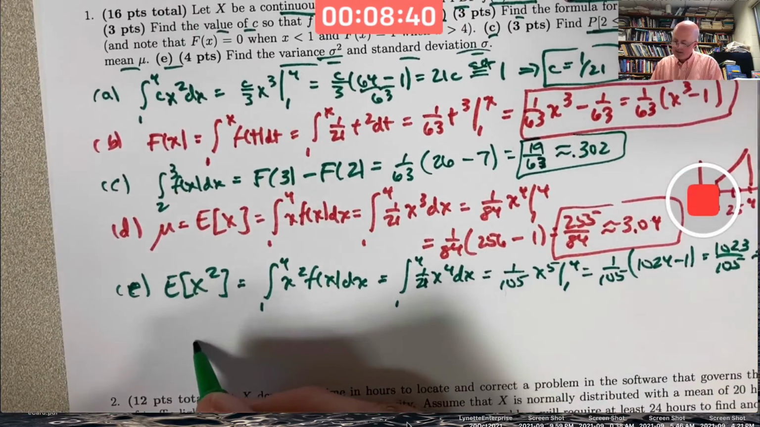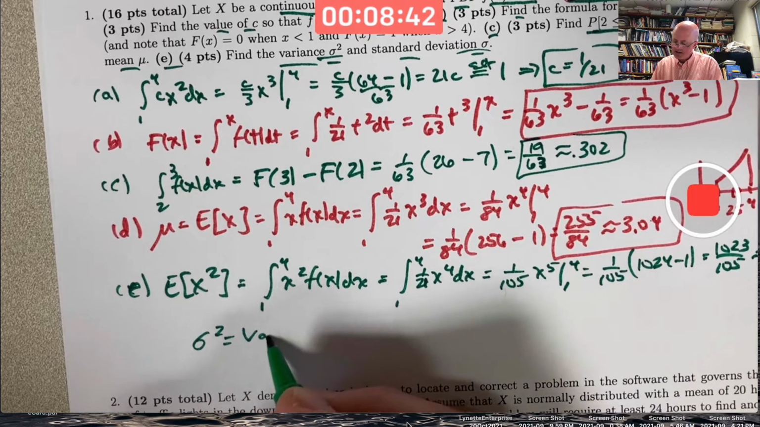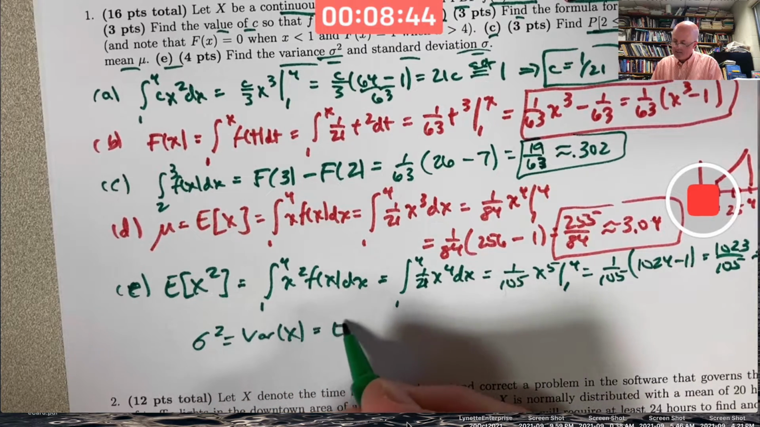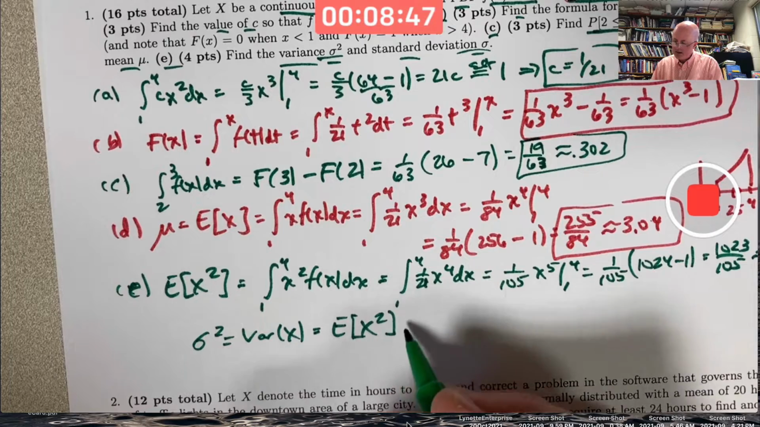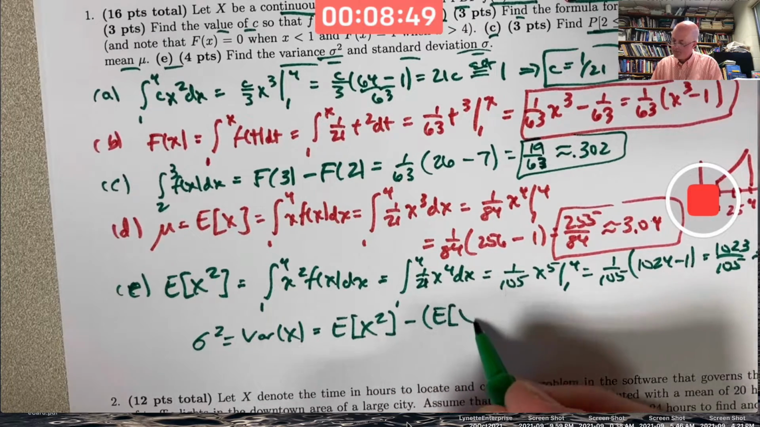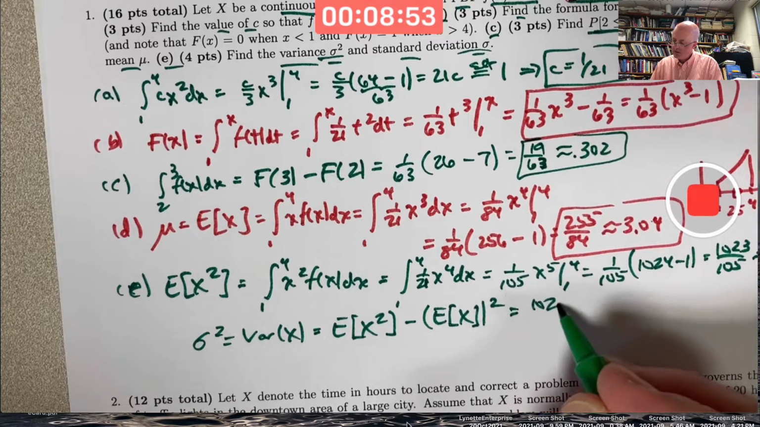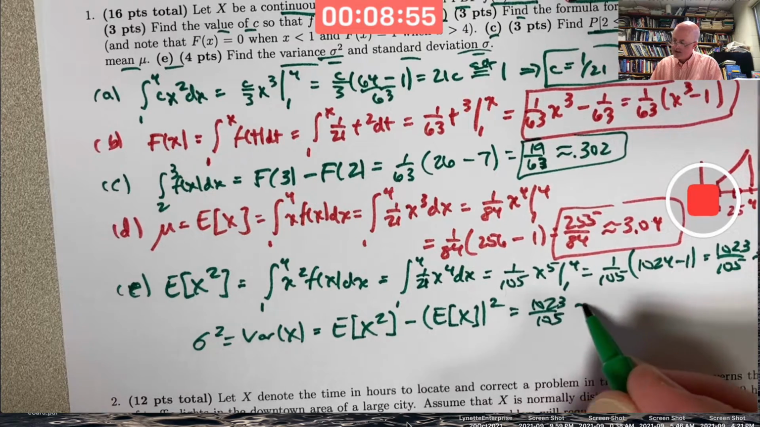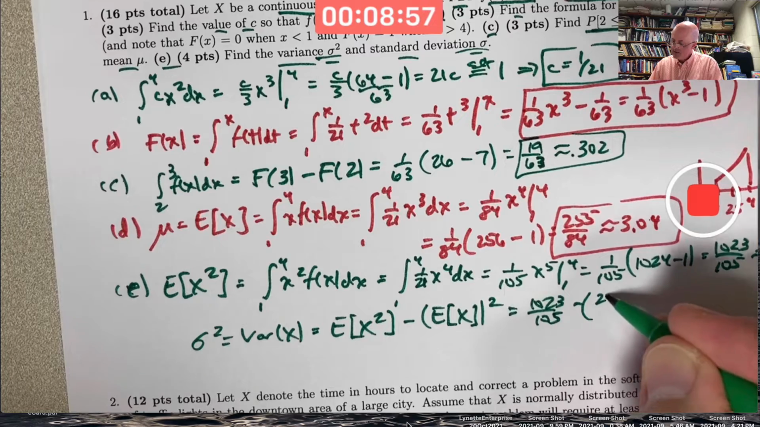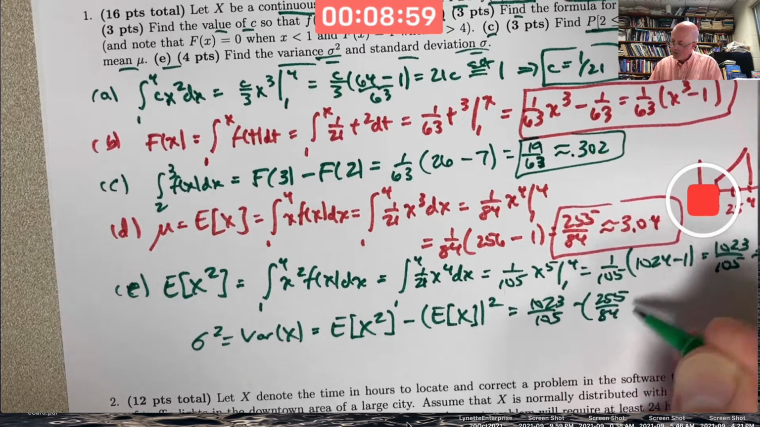The variance, sigma squared, or var x, is going to be the second moment minus the square of the first moment, minus the square of the mean. So that'll be 1,023 over 105 minus the mean was 255 over 84. We got to square that.